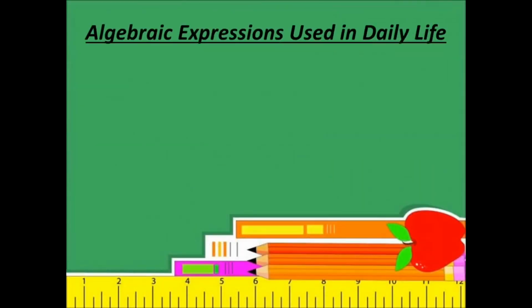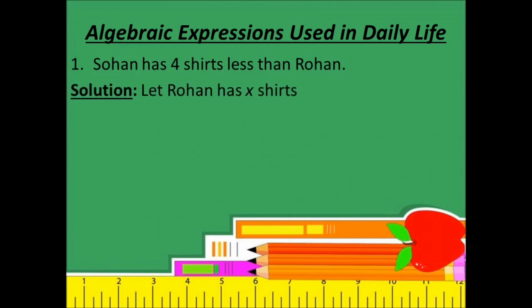Now the next topic is algebraic expressions used in daily life. The first example says that Sohan has 4 shirts less than Rohan. Now students, here we don't know how many shirts Rohan has, so in the solution we will let Rohan have x shirts, then Sohan has x - 4 shirts. Here we are using the sign of minus because the words less than are used.